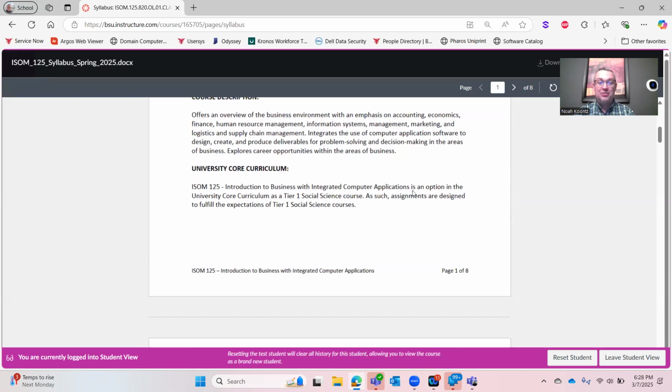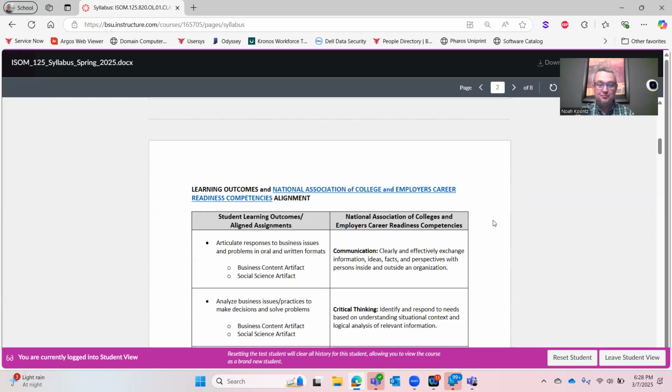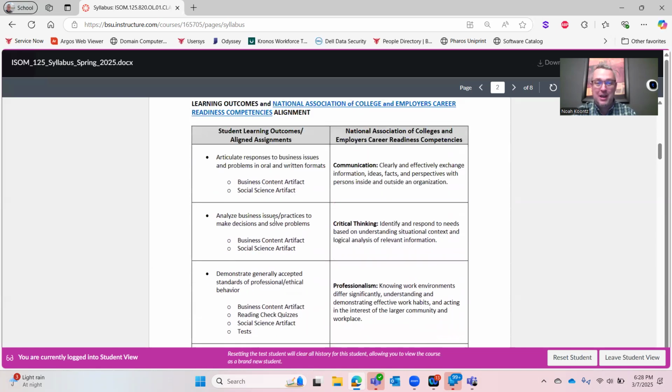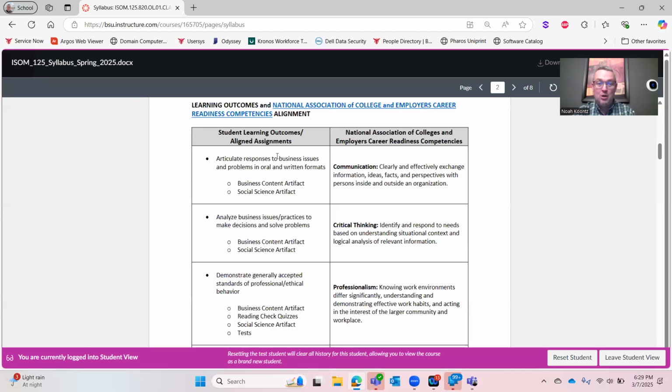University core curriculum. ISOM 125 is an option in the university core curriculum as a tier 1 social science course. Therefore, assignments are designed to fulfill the expectations of tier 1 social science courses. We have a number of learning outcomes here on the next page. Just for example, we have a student learning outcome and aligned assignment. So the student should be able to articulate responses to business issues and problems in oral and written formats. So this takes the form of business content artifact and social science artifact assignments.